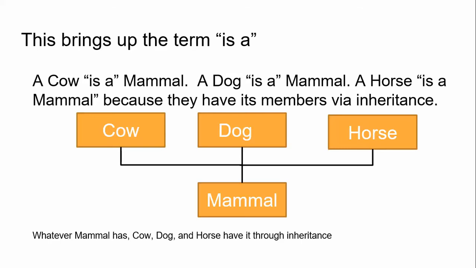I've been asked that in interviews: what's the difference between an ISA relationship and a HASA relationship? An ISA relationship refers to inheritance. Like a dog is a mammal because it can be expected to have all of the properties that a mammal has through inheritance. A HASA relationship refers to containment, like maybe a mammal has a tail or something. That refers to containment, but ISA refers to inheritance.